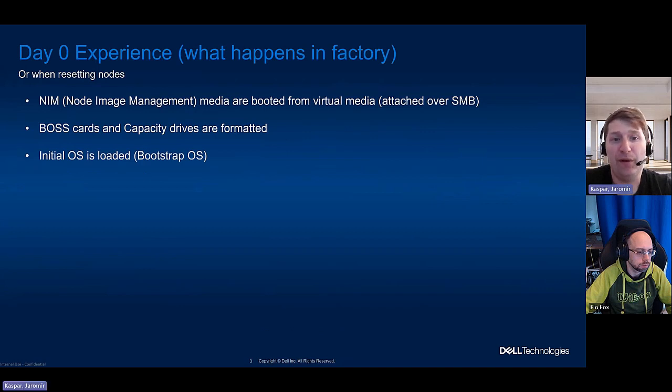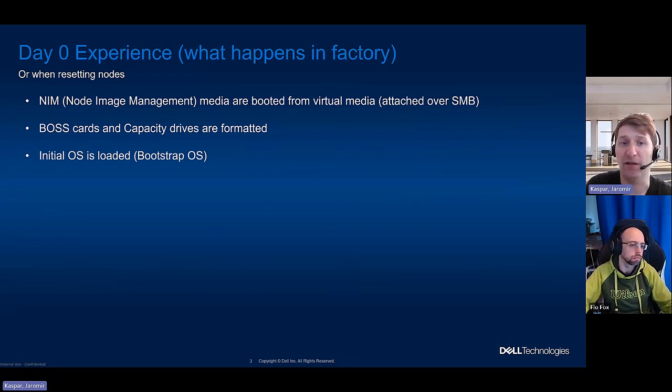So when you reset the node, there's a tool called Node Image Management, and you boot this media from the virtual media. So basically you can configure iDRAC to attach media over SMB. If anyone needs, I do have some scripts that will basically do it via Redfish. You configure your iDRAC via Redfish to attach media over the SMB. And then all of the BOSS cards and capacity drives are formatted, and it's also validating if the correct firmware is loaded. And then there's some bootstrap operating system loaded to the boot media, right, to the BOSS cards.